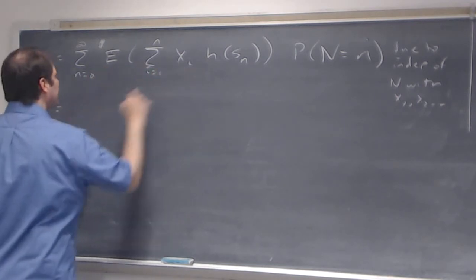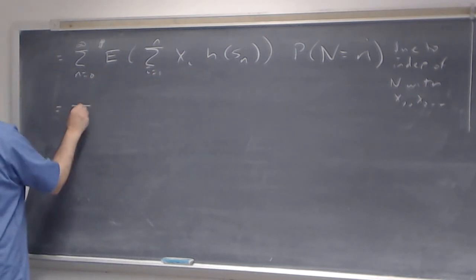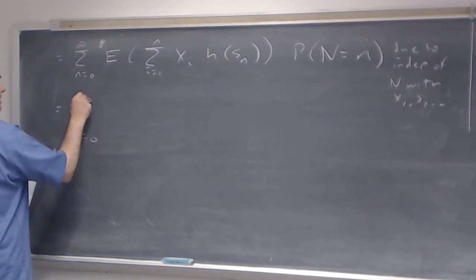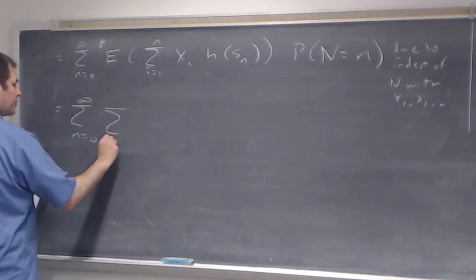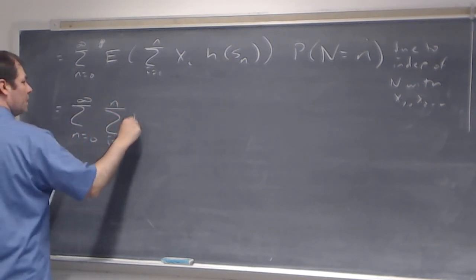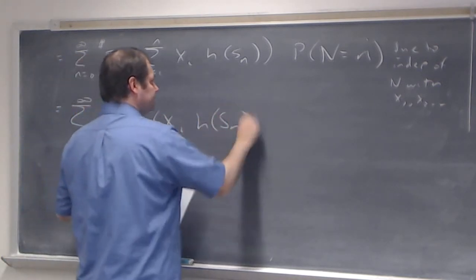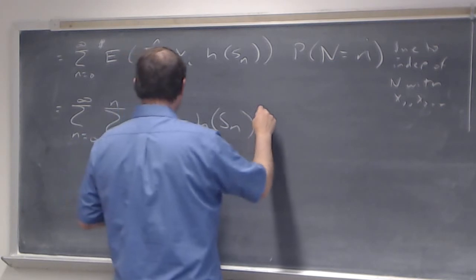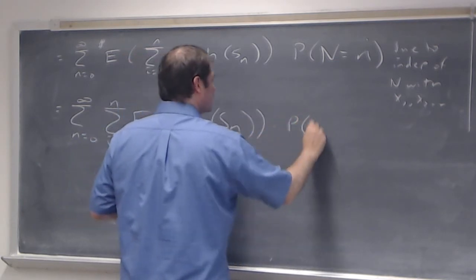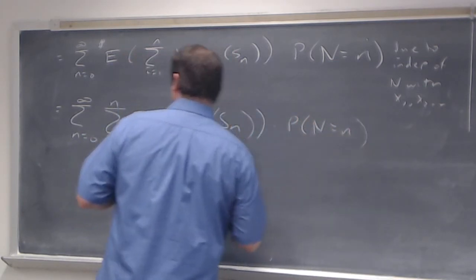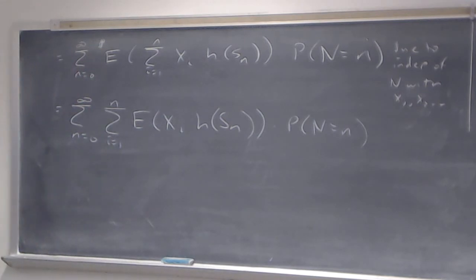Well, an expected value of a sum is the sum of expected values. So this n runs from 0 to infinity. The sum as I runs from 1 to little n of the expected value of x sub I, h of s sub n, times the probability that n is equal to little n. All right.